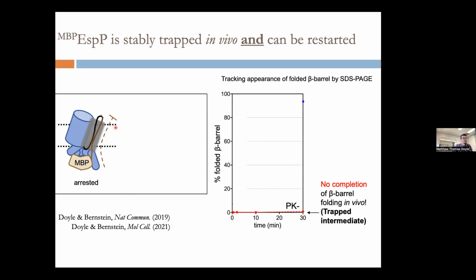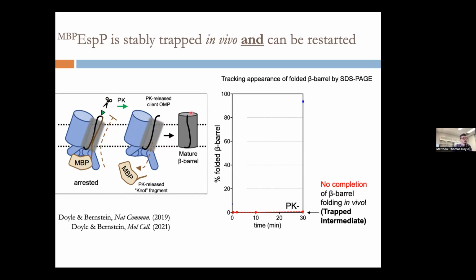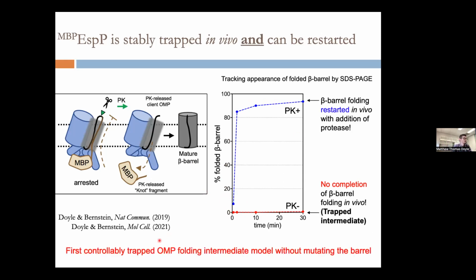So that's fantastic. However, I also designed it such that it would have a small amount of loop exposed to the cell surface. And so what I could do was then cut that, perhaps adding proteinase K to the cells, which would cut that and then release that knot. And then this is all wild type now. So then that could process normally. We can see whether this is an on-pathway intermediate. And in fact, when you add PK to the cells, 100% of the barrels then fully process. So this is the first controllably trapped OMP folding intermediate model without mutating the barrel.